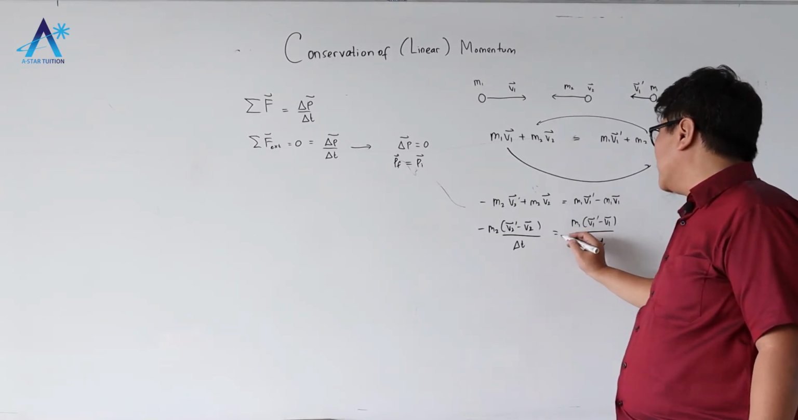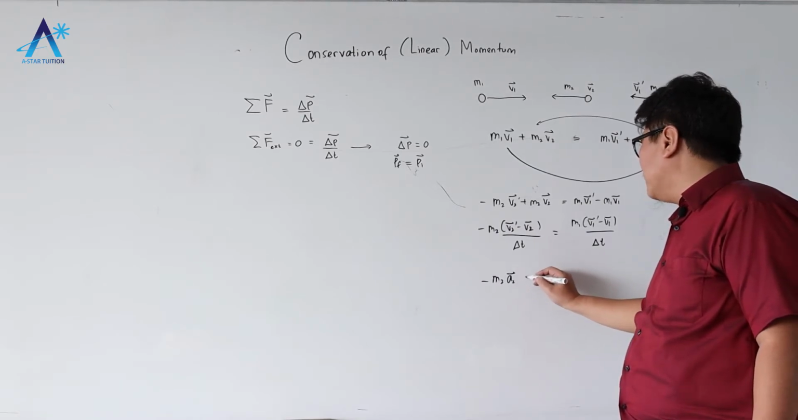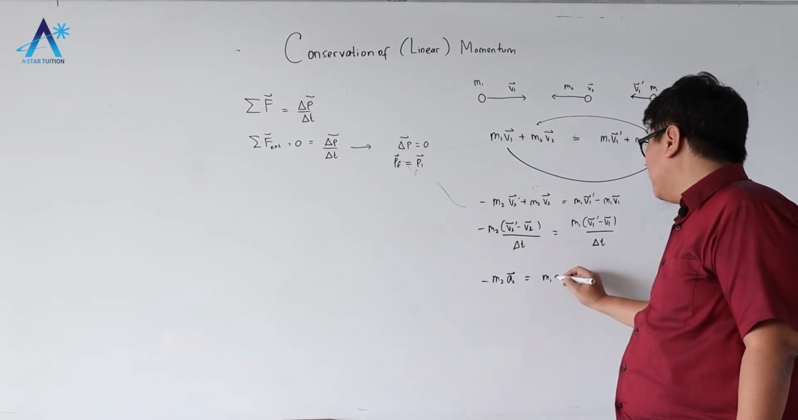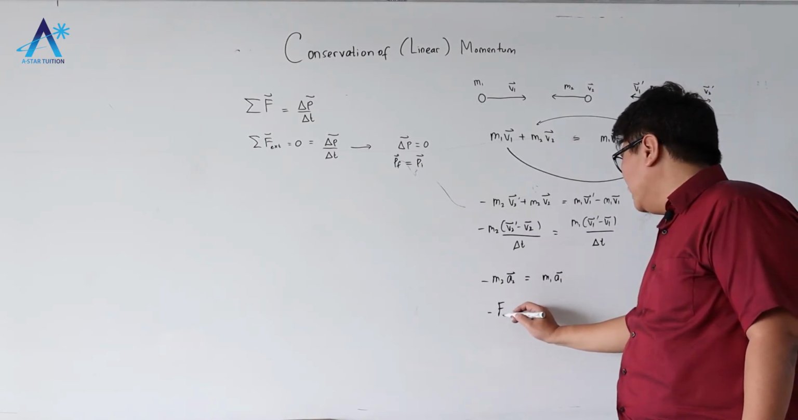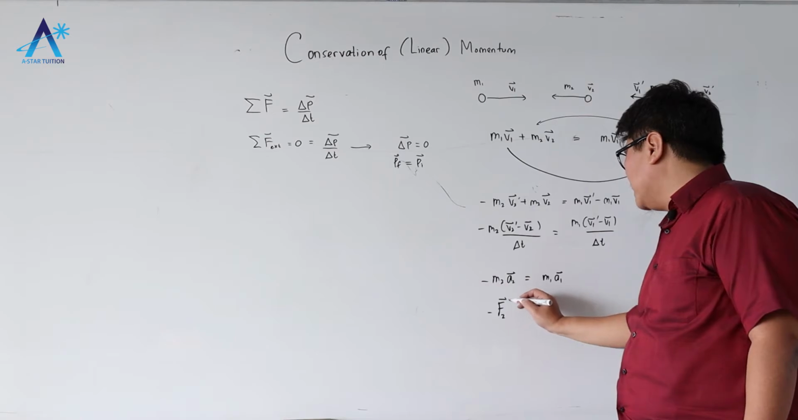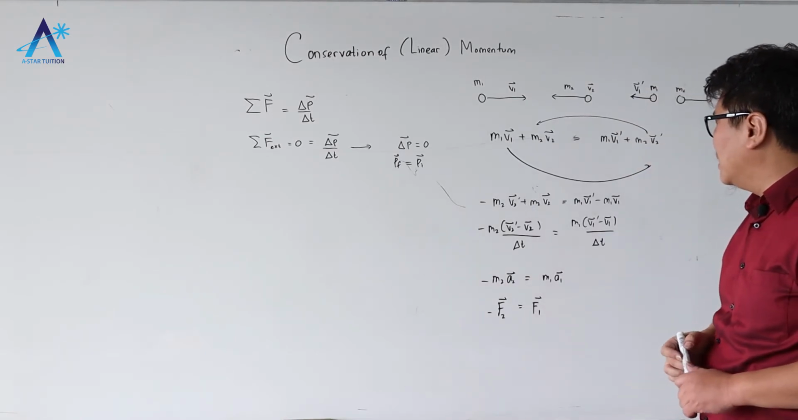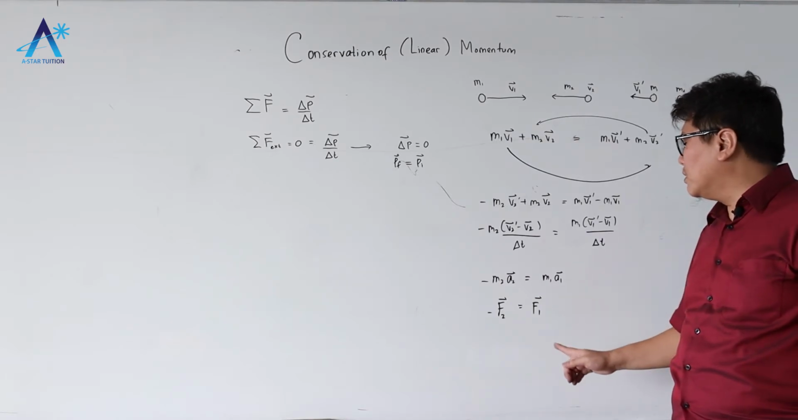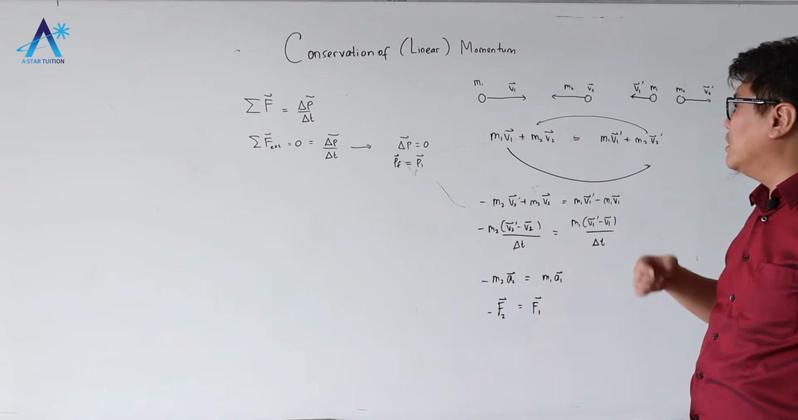It will give you the acceleration. So this is the acceleration for the second mass, and this is the acceleration for the first mass. So this is the force acting on the second mass, and this is the force acting on the first mass. Now this is the statement of Newton's third law of motion. So for every action, there's an equal and opposite reaction.